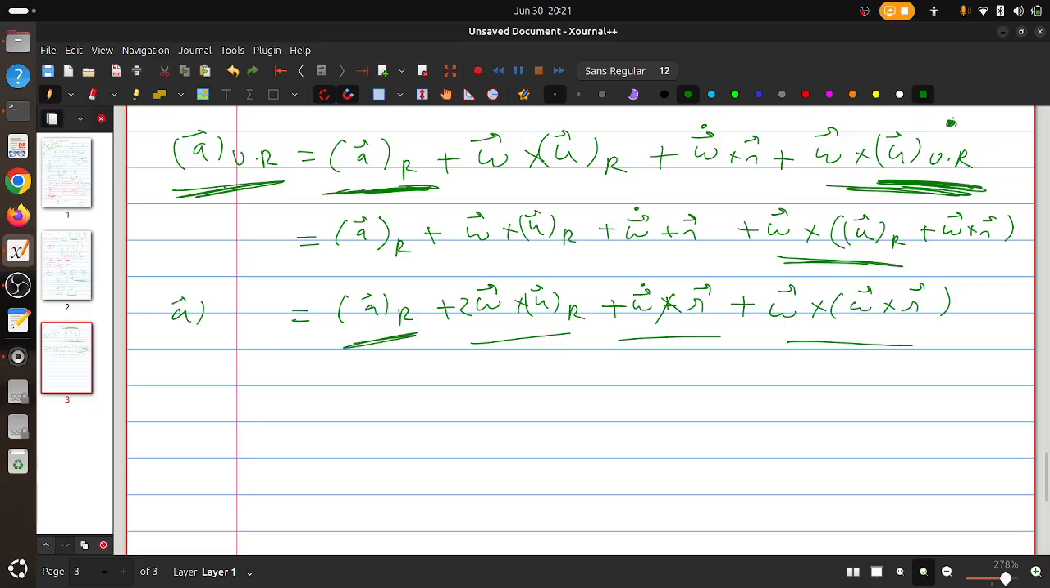This is the acceleration of the particle in the unrotating frame. Now the simple thing, the final expression, is that the acceleration of the particle in the rotating frame is equal to the acceleration of the particle in the non-rotating frame, but we have to minus these three terms. So it is minus 2 times omega cross u as measured in the rotating frame, minus omega dot r, minus omega cross r.